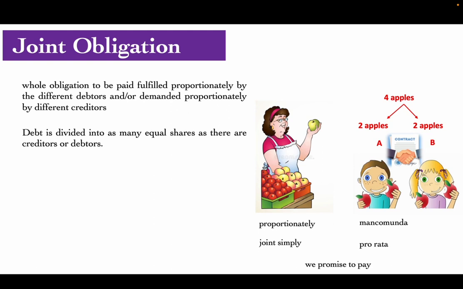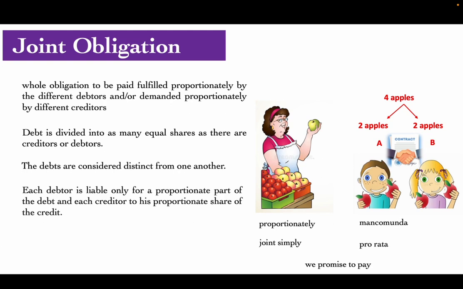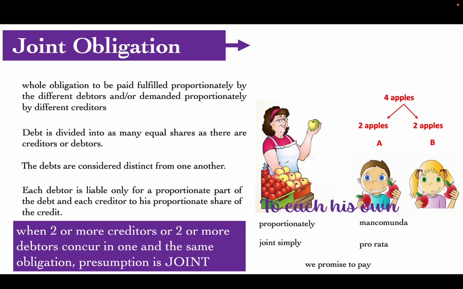The debt is divided into as many equal shares as there are creditors or debtors. Kung nangutang mo og 125K, tulo mo kabuok 125K divided by 3. Dili pwede mo tubos, dili pwede taplan, mo na joint obligation. The debts are considered distinct from one another. Kung si A di kabayad, si A ra ang mobayad sa interest, walay labot si B. That is joint obligation. Each debtor is liable only for the proportionate part of the debt, and each creditor to his proportionate share of the credit. Unsay timan-an nato kung joint obligation? To each his own. Kanya-kanya.